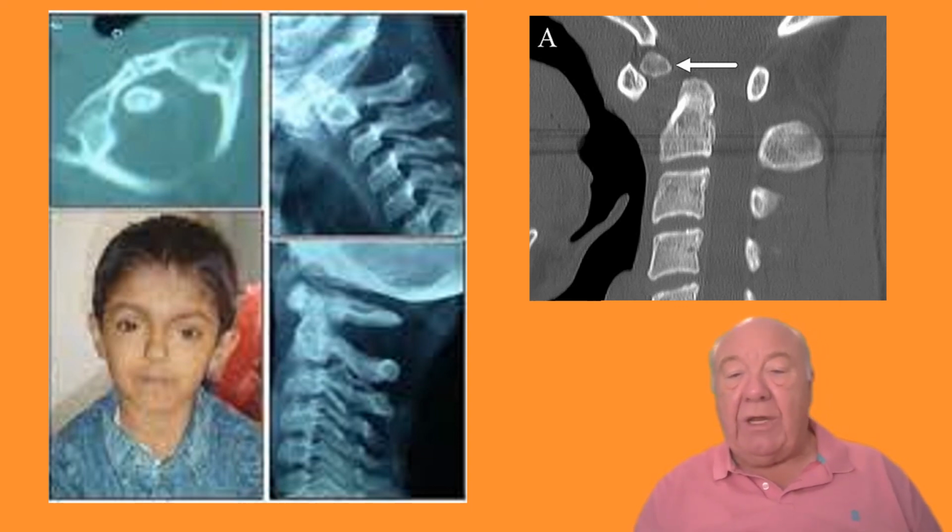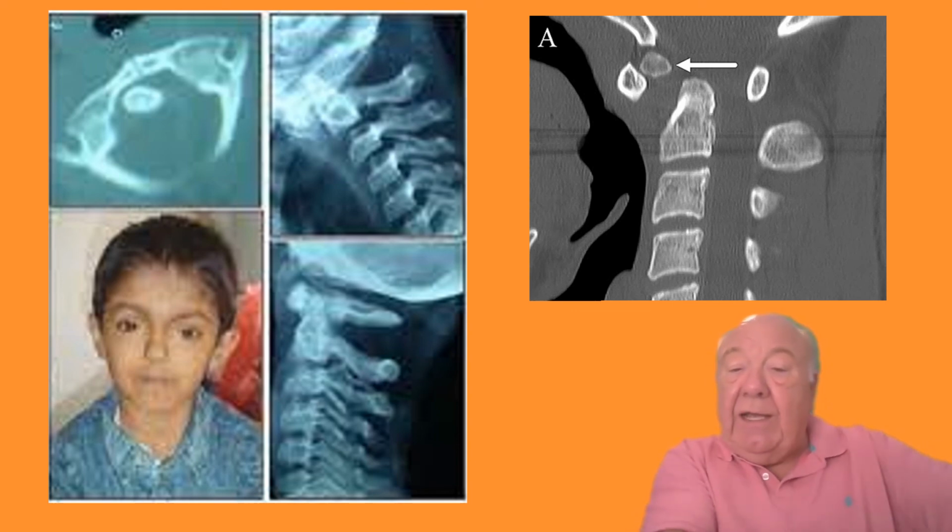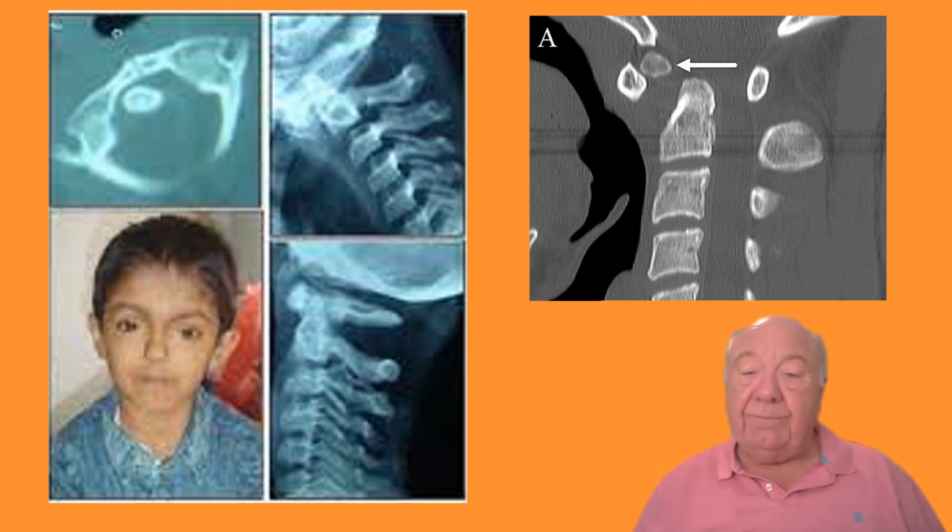The picture on the right is of os odontoideum, and whether this is post-traumatic or not is open to debate. And you can see the ossicle sitting forward there. Obviously, the pathology is much more complex than that, but I think that will do for a review, to be honest with you. So next part of this will be assessment.